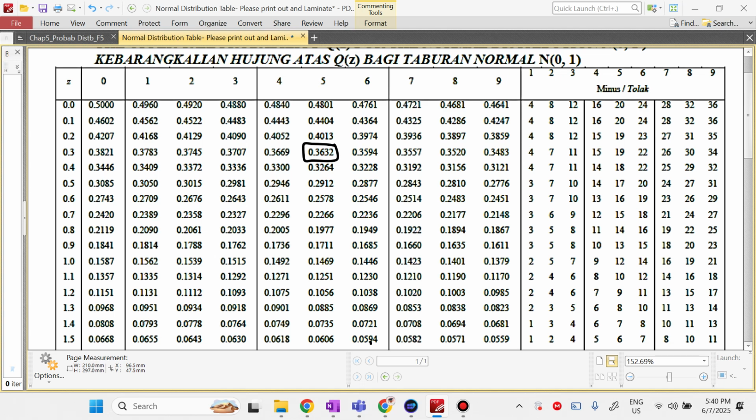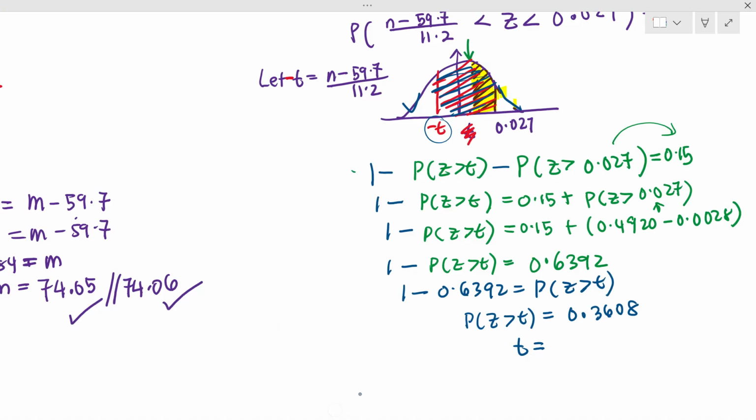It is 0.3632. So you minus that with 0.3608 so that you know how much we need to minus. You'll get 2.4 blah blah blah. So that means you minus with your 0.022, the nearest. So it is 0.356, if I'm not mistaken. Right. So 0.356, and then plug in your equation. Okay, let me see. 6.